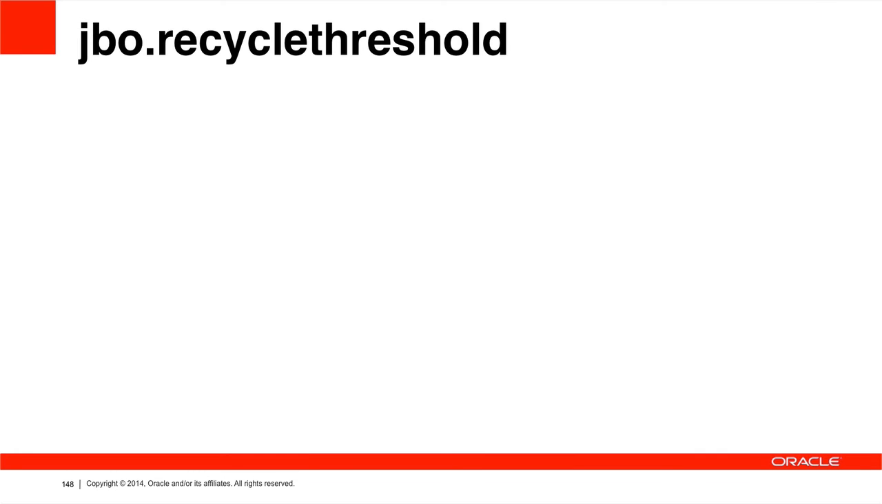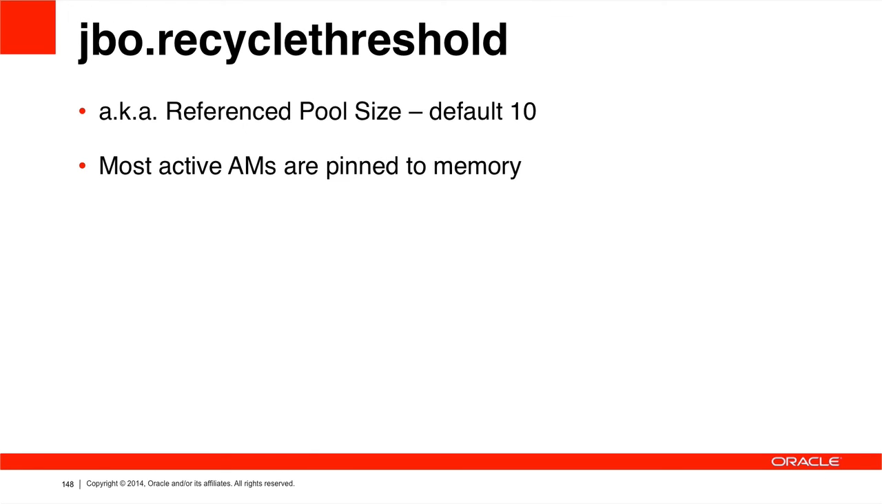The application module pool does this by introducing a feature known as the referent pool size or jbo.recycle threshold that we mentioned earlier. What this parameter does is it defines the pools into a set of logical active and inactive application modules. That is a set of AMs that we are pinning to the pool as we consider them to be more active, and we want to provide them better throughput by holding them in memory in the pool.